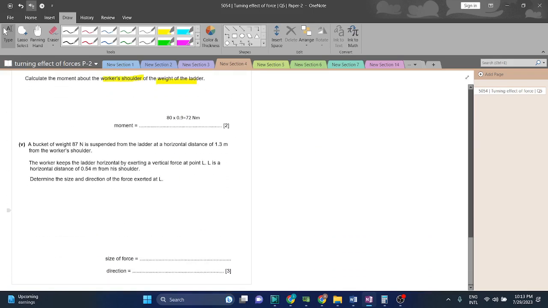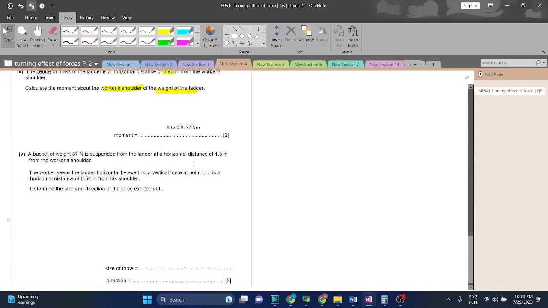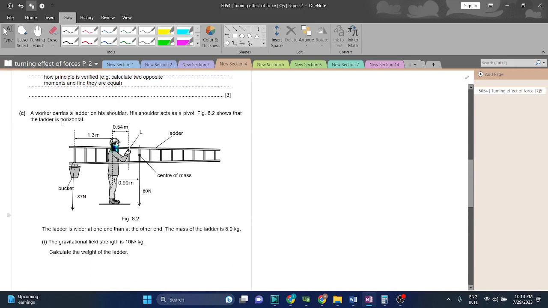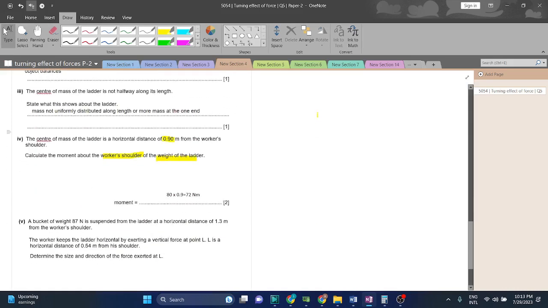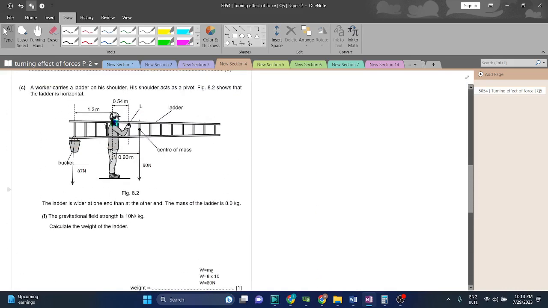The worker keeps the ladder horizontal by exerting a vertical force at point L. A vertical force is acting at L, but we don't know yet whether it's upwards or downwards. An easy way to identify that is because it is kept in equilibrium, it is kept constant. The worker has it in equilibrium. It is not rotating at any point. So to identify if the force is up or down, we need to see which of these forces is bigger or smaller.